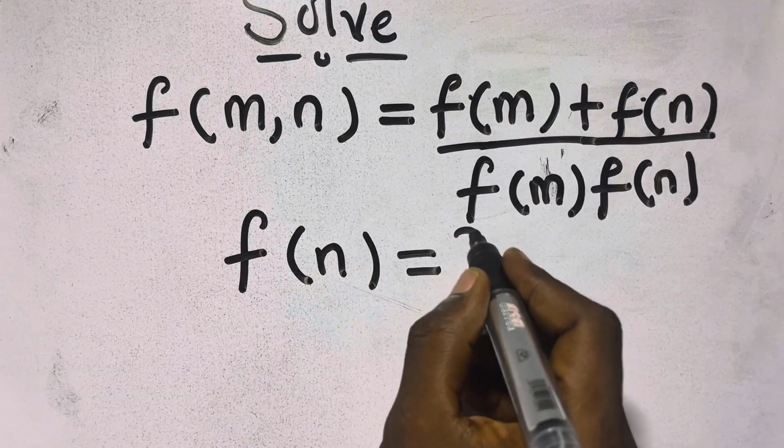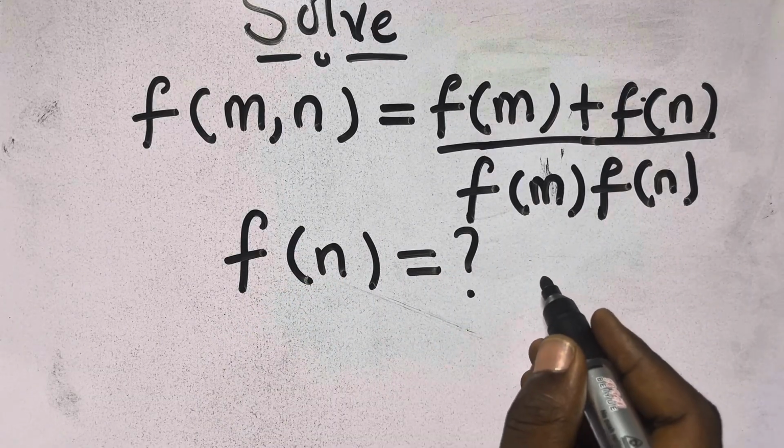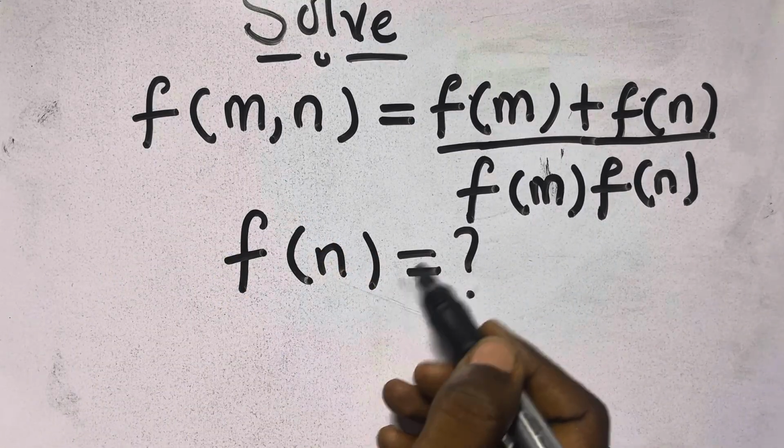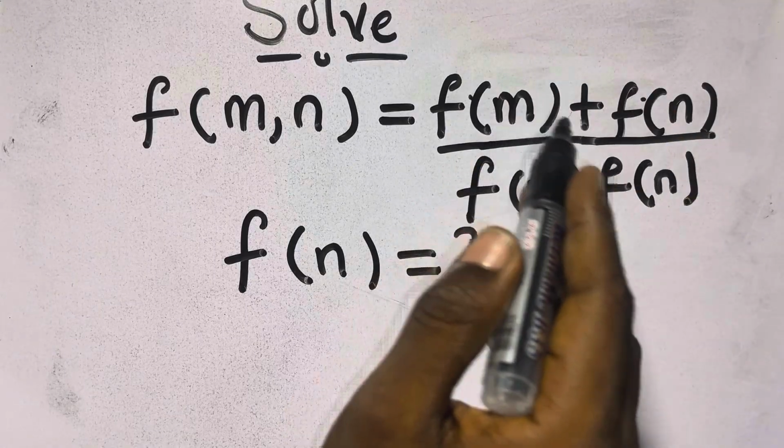F of n is equal to what? So you see this is a bit different from what we saw earlier, because then we are solving for f of m, and it's just about changing the numerator and denominator.